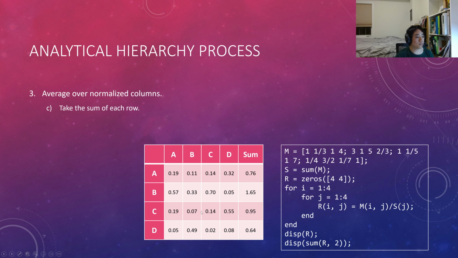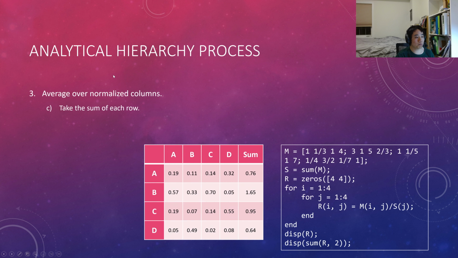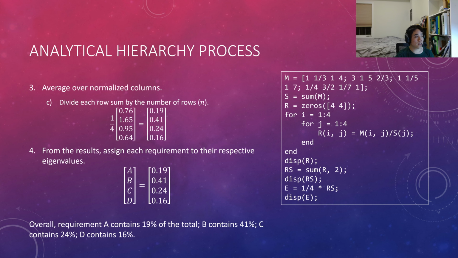Then, after you've normalized this, actually not really normalized, but after you completed this step, you're going to sum each row. So I made a new column for the sum here. And finally, you're going to divide the vector containing all the sums in the order from A to D by the number of requirements, or actually the number of rows. So in that case, it will be 1 over n. So you multiply that vector by 1 over n.